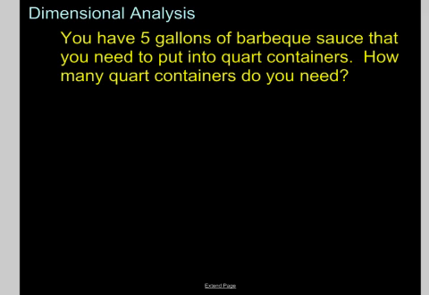That's why you see this title here. So here's our problem. You have 5 gallons of barbecue sauce. You need to put that barbecue sauce into quart containers. So how many quart containers do you need?